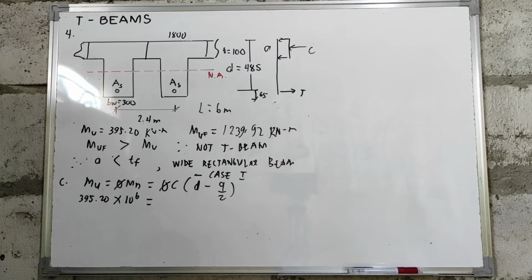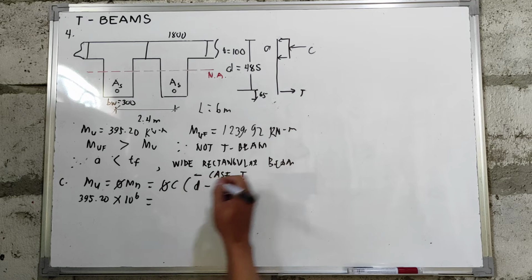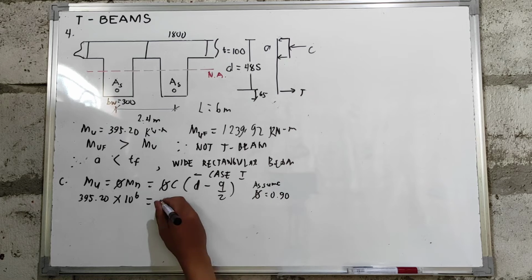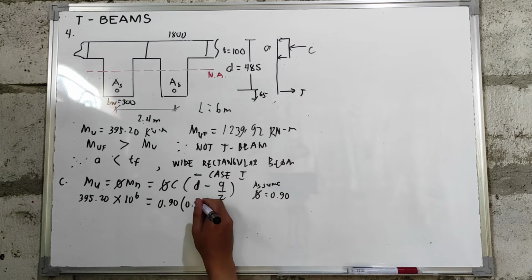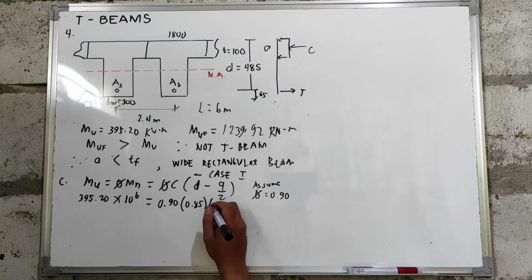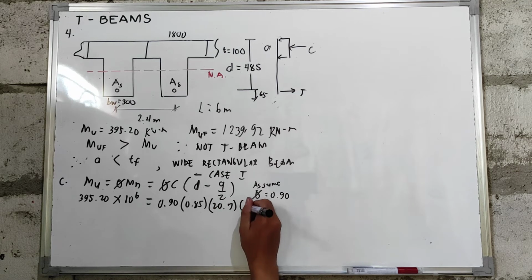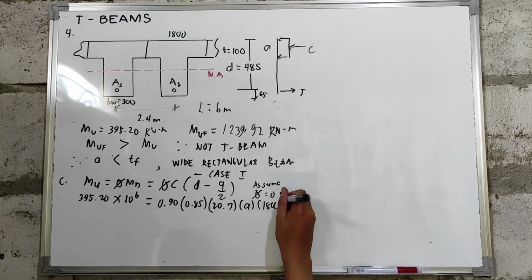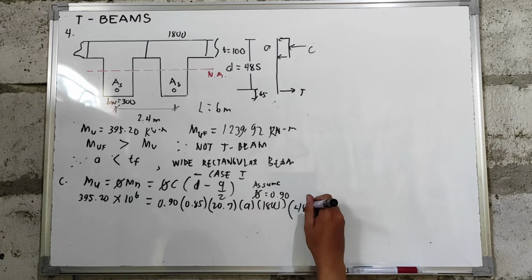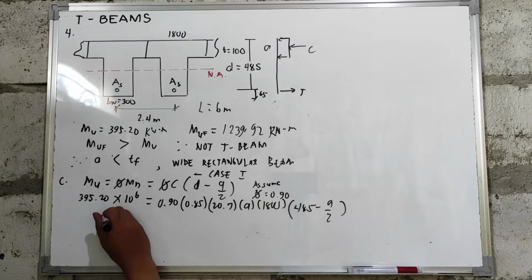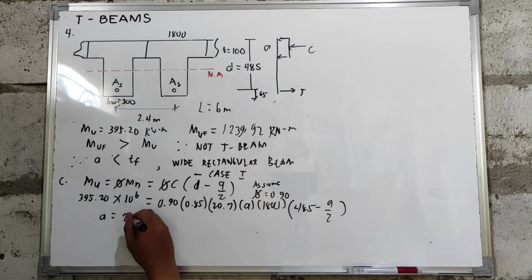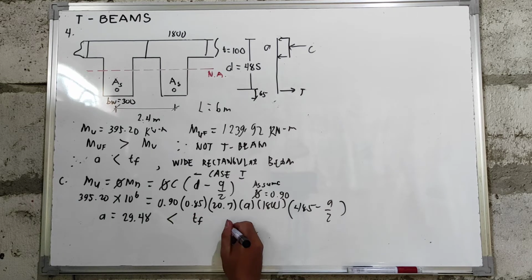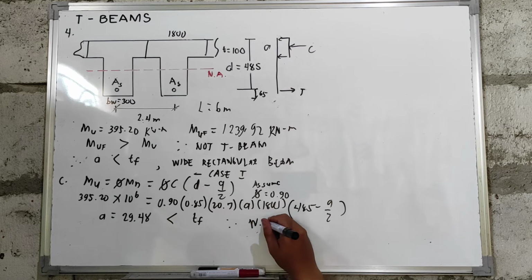So, we will going to assume na tension control tayo ha. So, assume rho is equals to 0.90. So, 0.90 multiplied by 0.85. Yung F prime C natin, we have 20.7. So, hahanapin natin yung value ng A multiplied by the width. So, yung magiging width natin, that is 1,800. So, multiplied by yung moment arm natin na 485 minus A over 2. So, the value of your A, that is equal to 29.48, which is less than to the thickness of your flange na 100 mm. Therefore, wide rectangular beam.